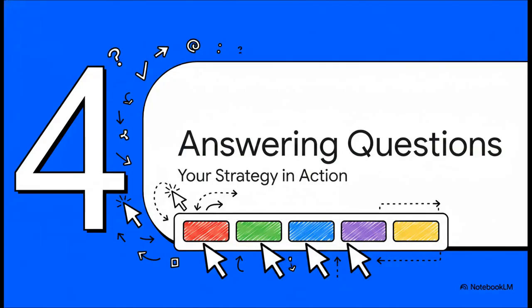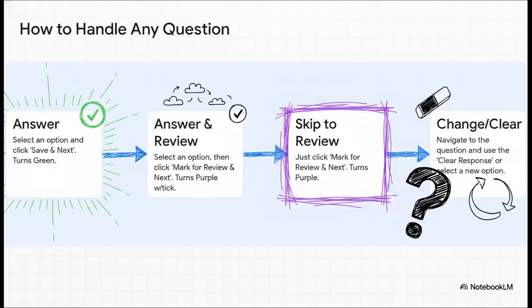All right, so now that we know what all the colors mean, let's look at how to actually make them happen. This is all about those buttons at the bottom of the screen. It's actually pretty straightforward. To just answer a question, you pick an option, you hit Save and Next. Boom, it turns green. For that safety net strategy we just talked about, you'll pick an answer and hit Mark for Review and Next. That turns it purple with a tick. If a question totally stumps you, just hit Mark for Review and Next without an answer, and it'll turn plain purple. And don't worry, you can always go back, change your mind, or even clear your response entirely.